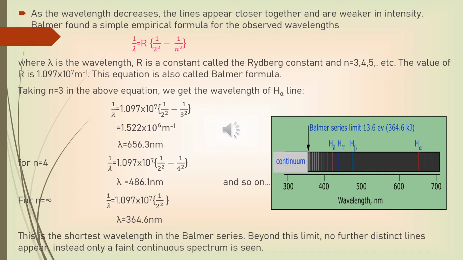Substituting n equal to 3 in the Balmer formula, we get the wavelength of the H alpha line. For n equal to 4, we get the wavelength of the H beta line, and so on. For n equal to infinity, we get the shortest wavelength in the Balmer series as 364.6 nanometer. Beyond this limit, there are no distinct lines, but instead we observe a faint continuous spectrum.